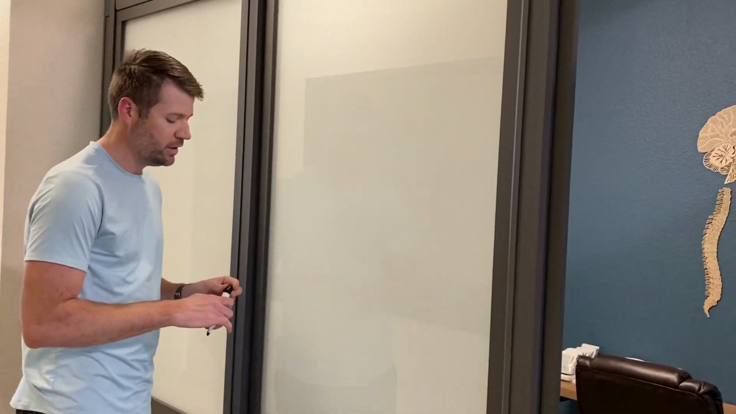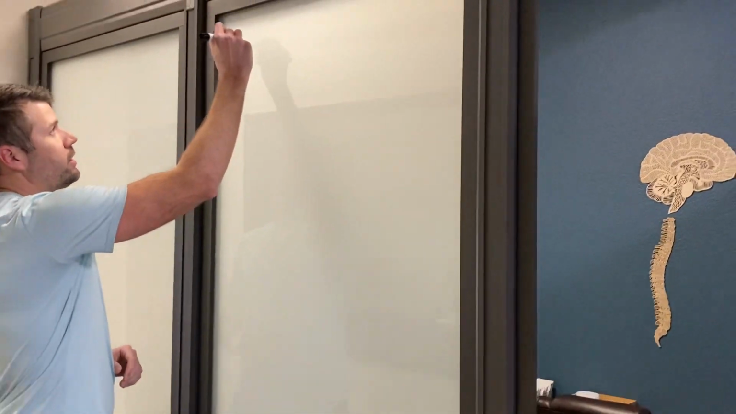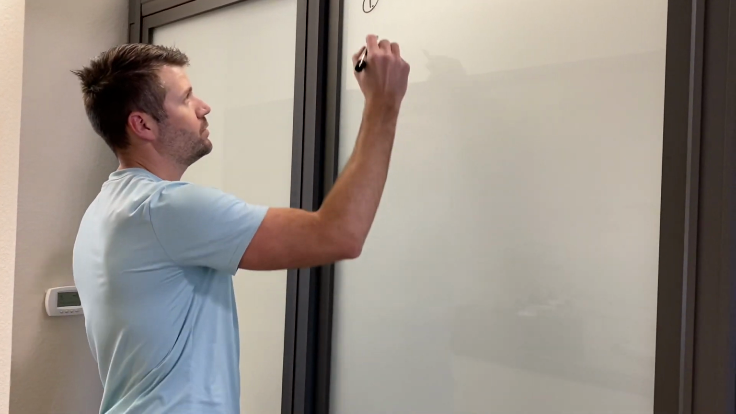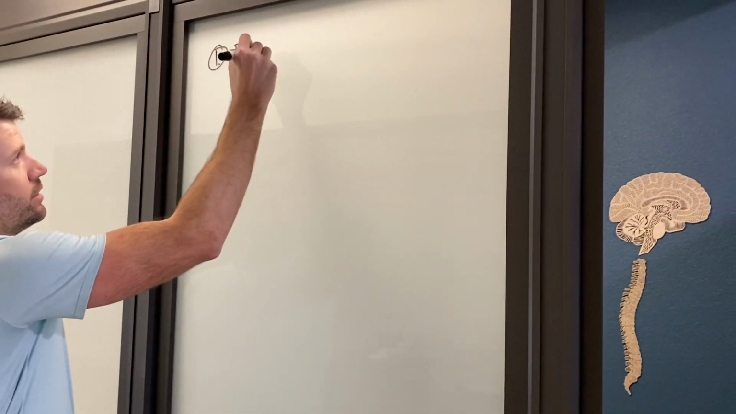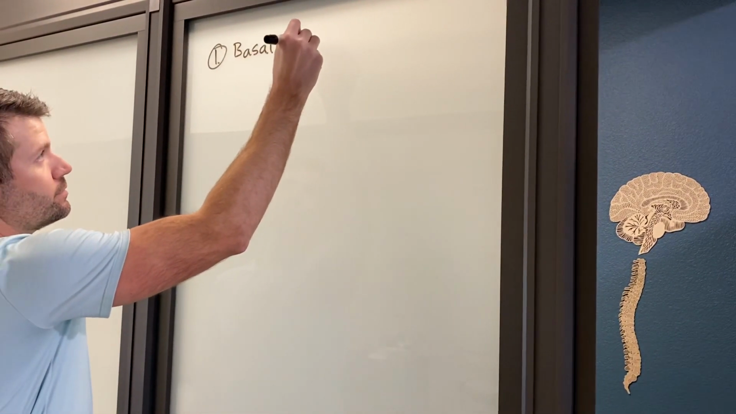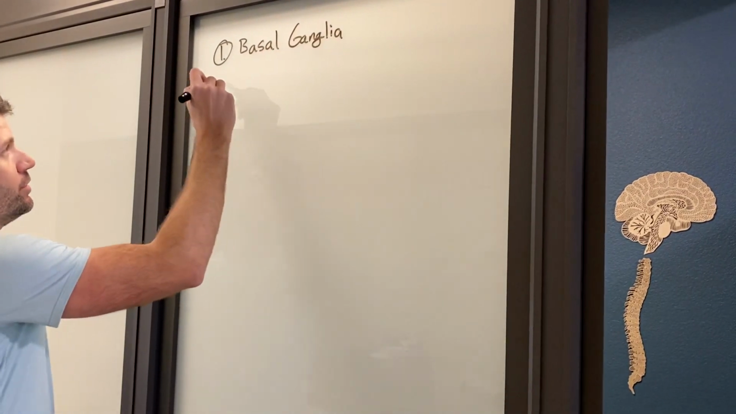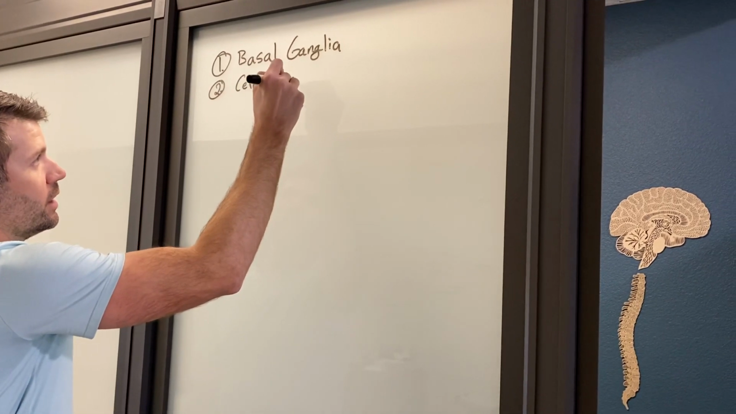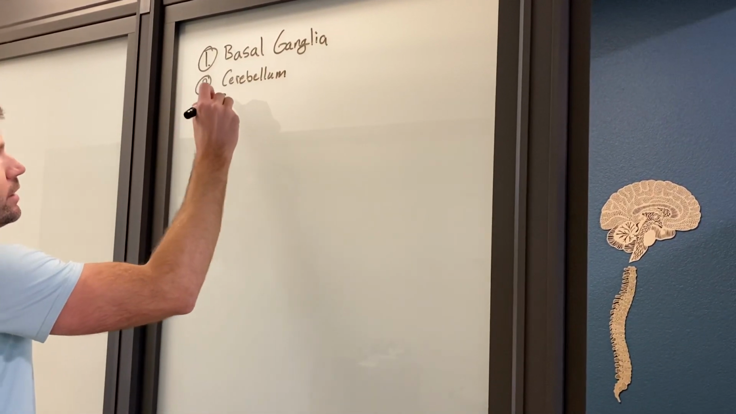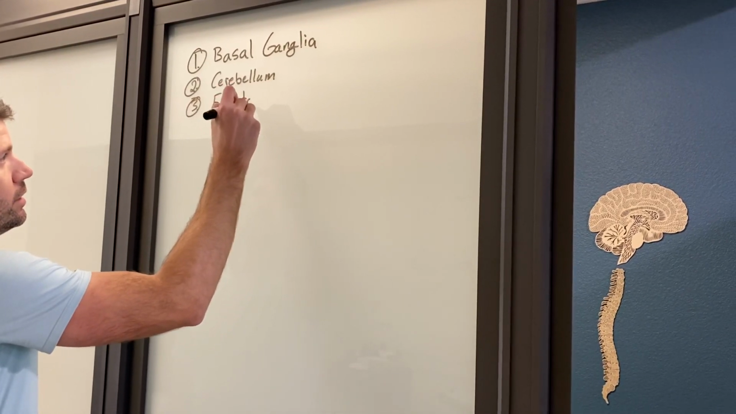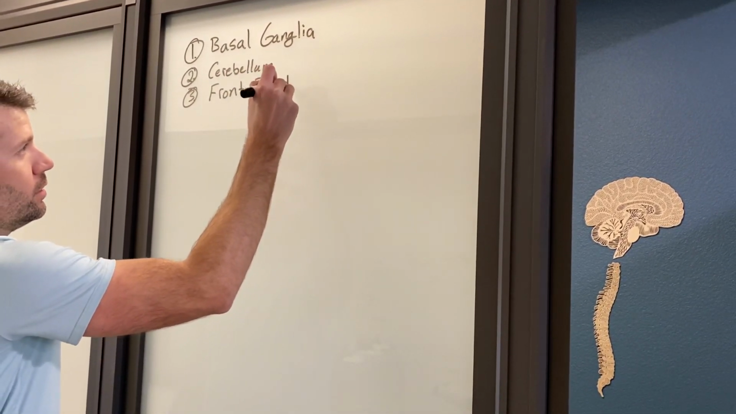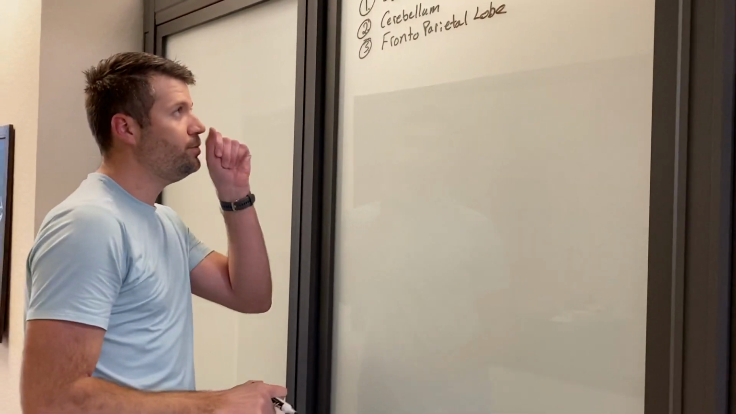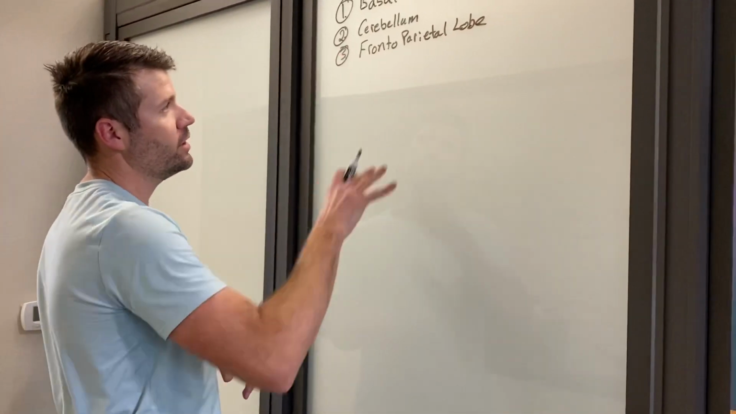So first thing is we know that there are several areas that are primarily affected by these types of brain injuries. Number one are going to be areas of the basal ganglia. Number two is going to be the cerebellum. Number three is going to be an area called the frontoparietal lobe. Now, this is actually stated in the research, which is where I'm getting this information from. And there's various reasons for each network.